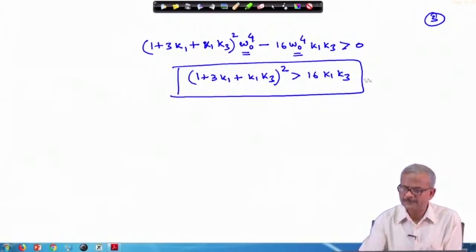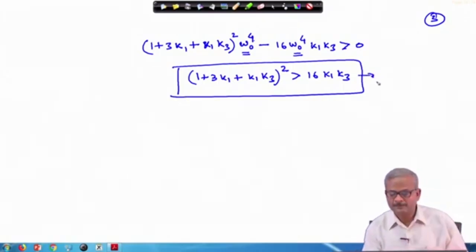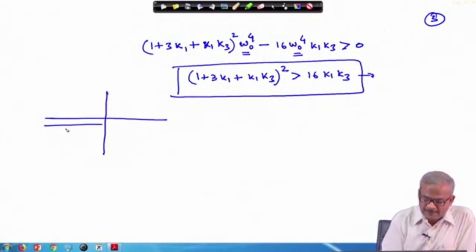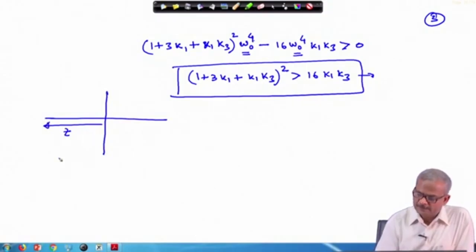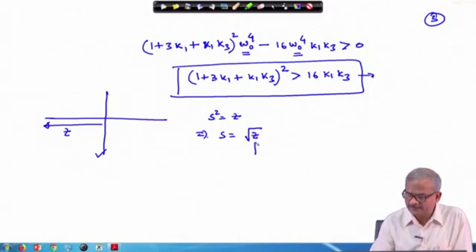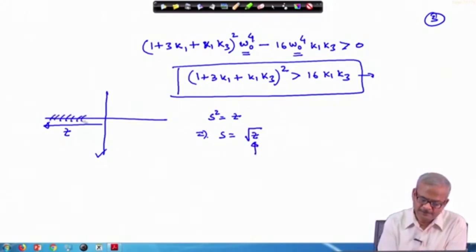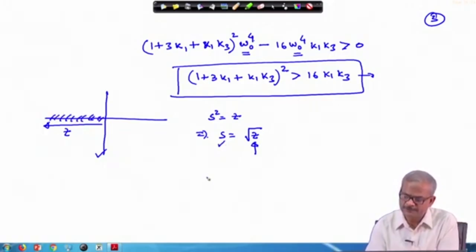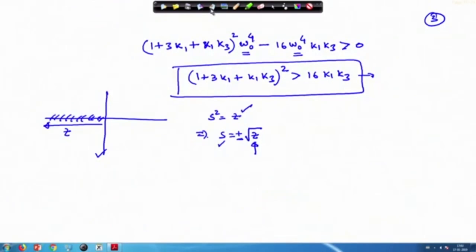So, this was the requirement we have put, and if this is ensured, then we observe that z is lying on the negative side. With this we have written s square equal to z, and this implies that s will be the square root of z, and if z is lying on the real axis on the left hand side, s is going to be purely imaginary. So, we will have plus minus root z. You have two values of z from this equation, and s will be equal to plus minus root z. So, two values we need to insert here, and correspondingly we get four imaginary roots.